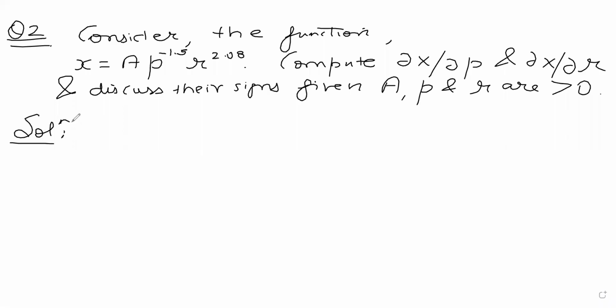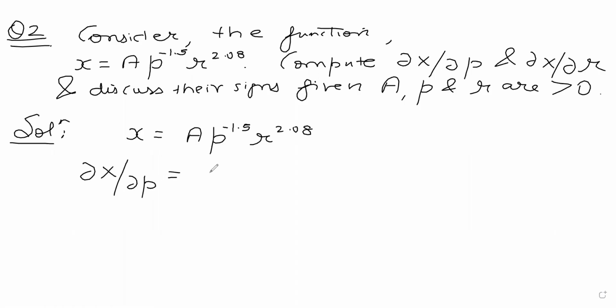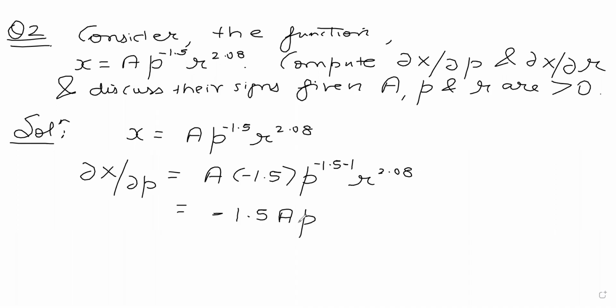This is a very easy question. X is given to us as this. What will del x by del p be? Differentiate partially with respect to p, keeping r constant. This is going to be minus 1.5 a p to the power minus 2.5 r to the power 2.08. You can see a is positive, p is positive, r is positive, but there is a minus sign outside, so the whole term is negative.